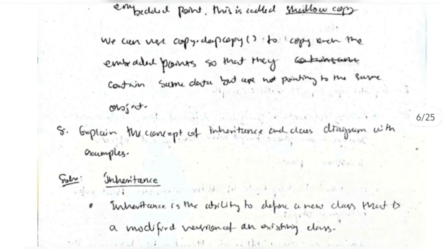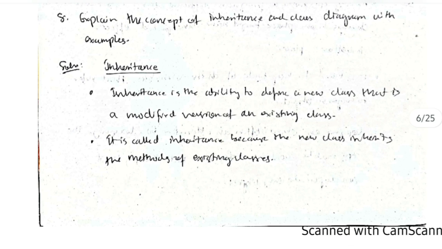The next question is: explain the concept of inheritance and class diagrams with an example. So what do you understand by the term inheritance? We all know what inheritance is: getting the same characteristics from the top class to the bottom class. This is the top class, which is the parent class, and this is the child class. Getting the same values from here to here is known as inheritance. So what is the advantage? We need not define another class. We can just take the values from the previous class and add custom values to it. That's the advantage of inheritance.